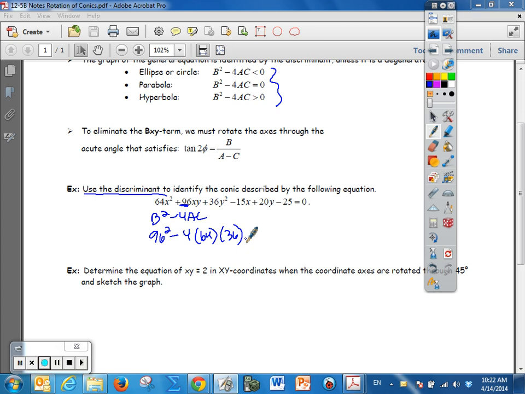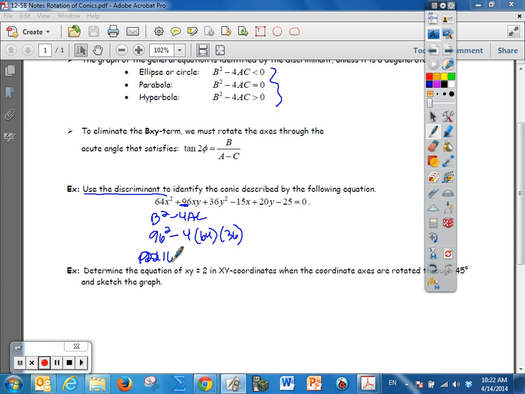Somebody have a calculator out there? All right, so what do we have? 96 squared, what is that? 9216. And then 4 times 64 times 36. Is it the same? Wow. Gigantic numbers.